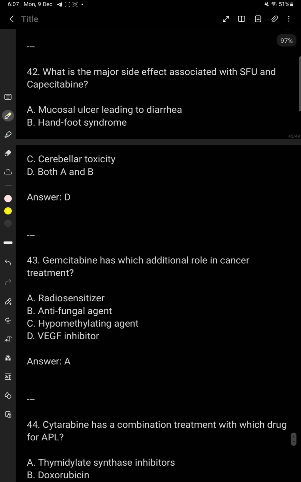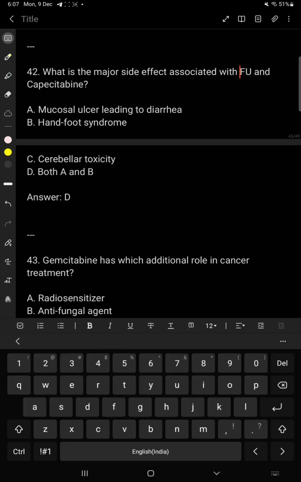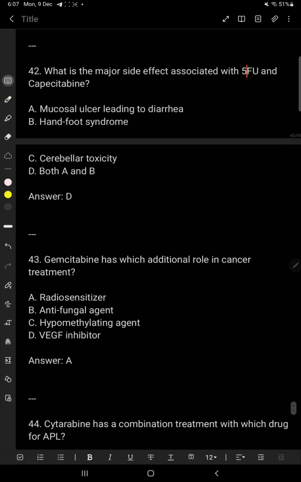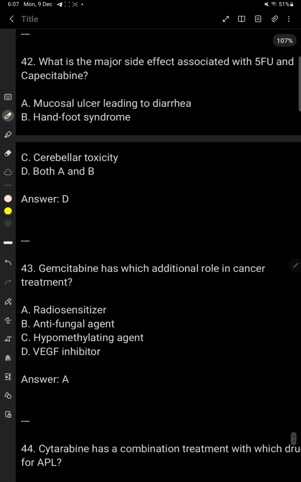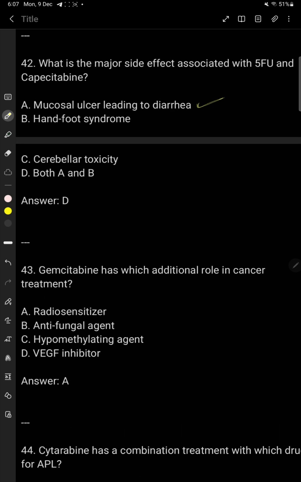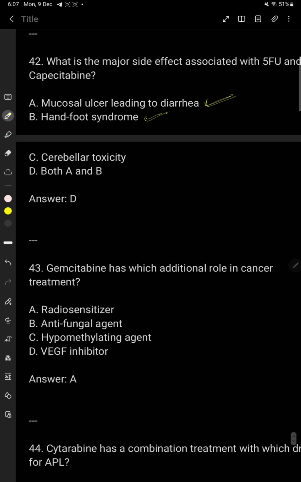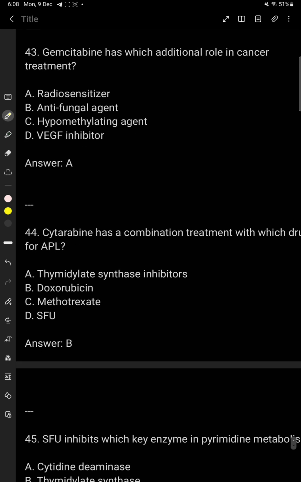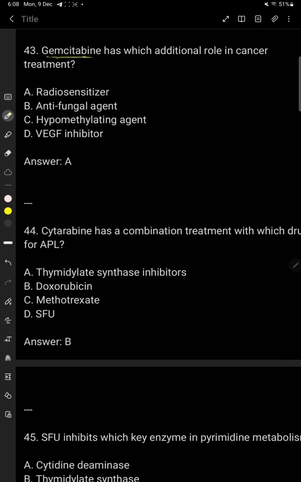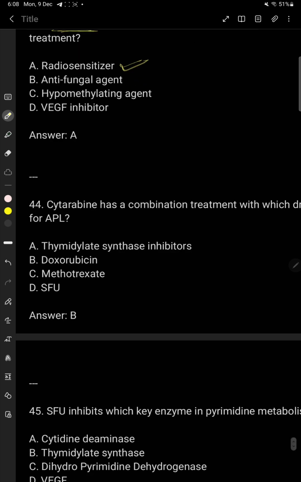What is the major side effect associated with 5-FU and capecitabine? So 5-FU and capecitabine cause mucosal ulcer leading to diarrhea, yes, fulminant diarrhea, and they also cause hand-foot syndrome. So 5-fluorouracil and capecitabine, which is the oral prodrug of 5-FU, cause mucosal ulcer leading to diarrhea and also hand-foot syndrome. Gemcitabine has an additional role in cancer treatment, that is as a radiosensitizer.